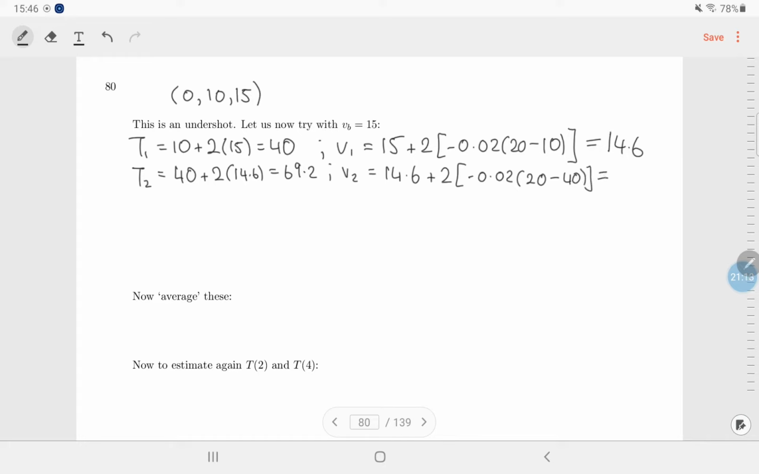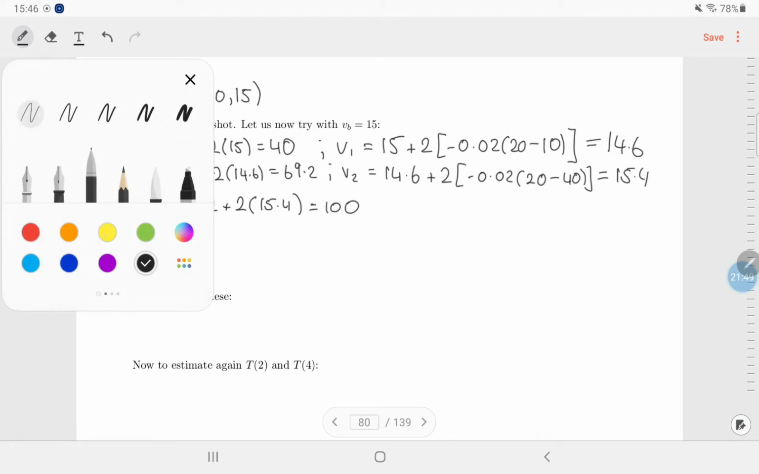So this is 14.6 plus 2 times minus 0.02 times minus 20, and that goes to 15.4. And then we just have to calculate one more. T3, previous temperature 69.2. Now we're trying to hit 70, so this is a big overshot. 2 times, the derivative of T is V, that's 15.4. So 69.2 plus 2 by 15.4, and it's coming out as exactly 100. So if I could draw a little picture here, which I suppose I can.